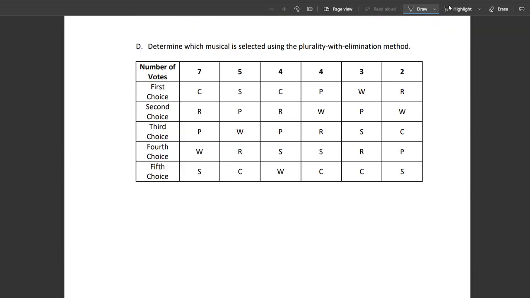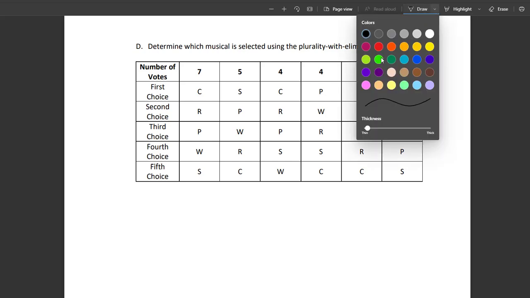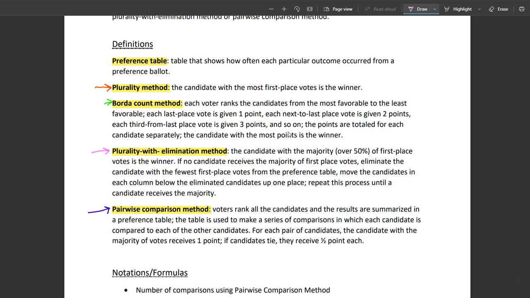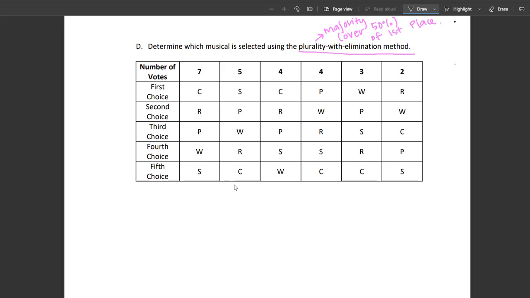Alrighty, last one we're looking at is the plurality with elimination method. The definition of plurality with elimination method is that the candidate with the majority, so over 50% of first place votes, is the winner. If no candidate receives the majority of first place votes, eliminate the candidate with the fewest first place votes from the preference table. Move the candidates in each column below the eliminated candidates up 1 place. Repeat this process until a candidate receives the majority. All right, so we want a majority of first place votes.